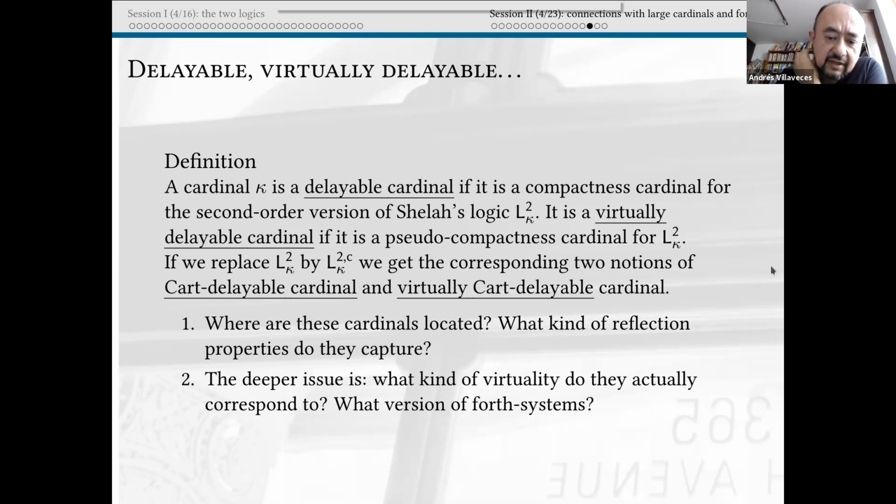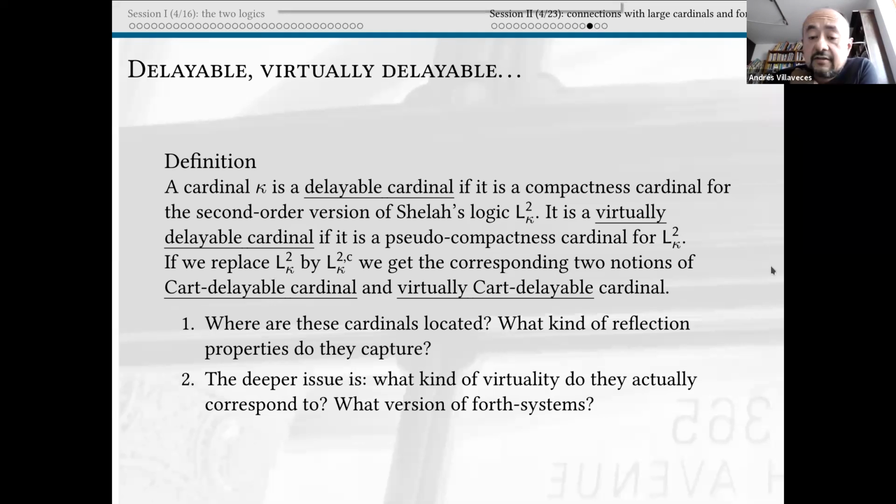So remember, that was, instead of locally satisfiable models getting a model, they get a pseudo model for the same logic. Now, if we replace that logic L2 kappa by the second order version of the Cartagena logic, then you get the corresponding two notions of Cartagena delayable cardinal and virtually Cartagena delayable cardinal.